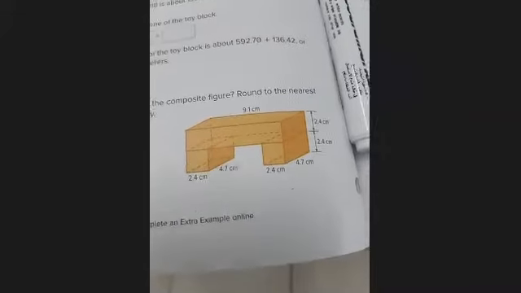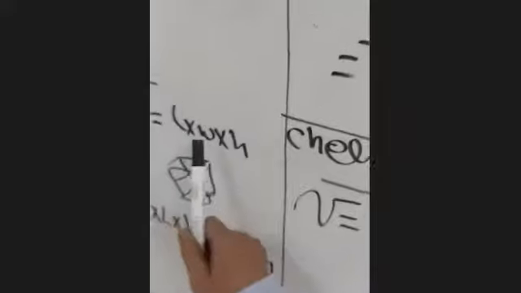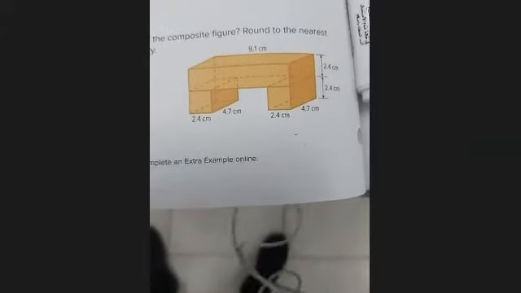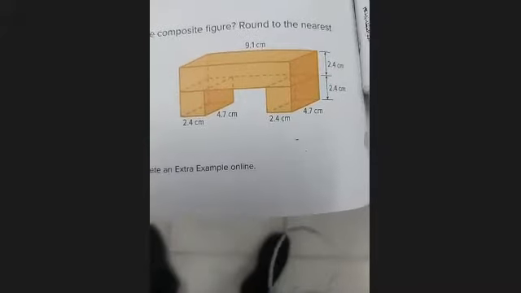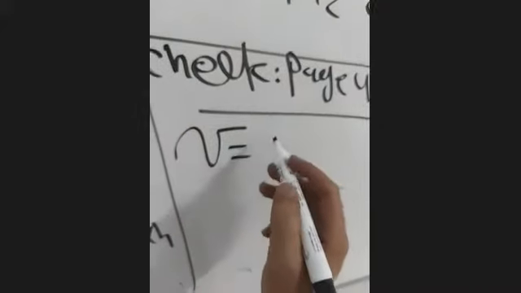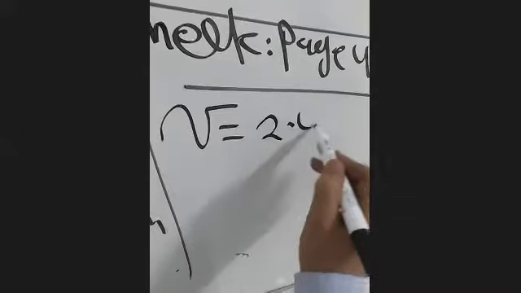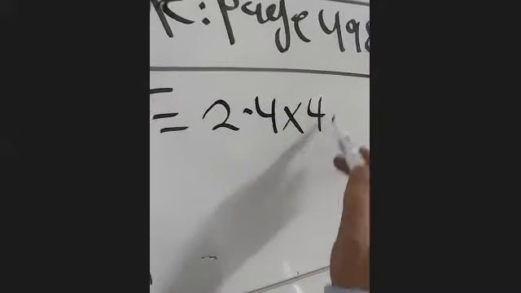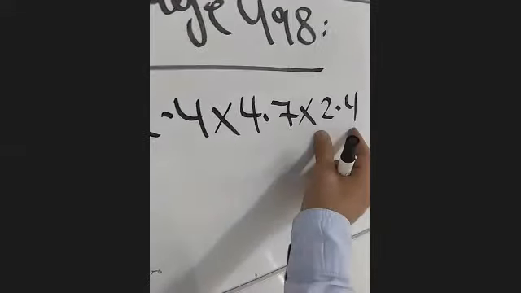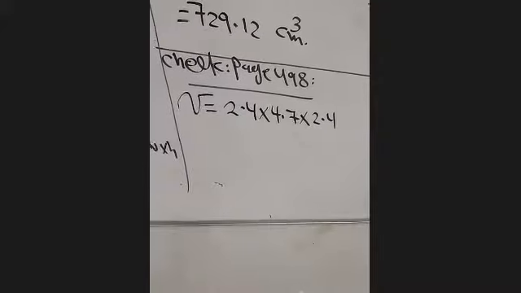So what will we write for the volume of this small part? 2.4 multiply 4.7. Multiply? No, you gave me two dimensions here. I want the formula: length by width by height, right? Good. What is the volume of this small part down to the left here? 2.4 multiply 4.7 multiply what's the height? 2.4. It is this one, the same here, right? So the first part is 2.4 multiply 4.7 multiply 2.4. Look, guys, length by width by height for the small part to the left. Got it? Yes.